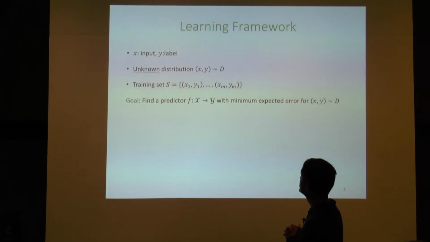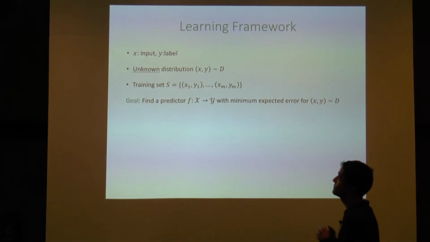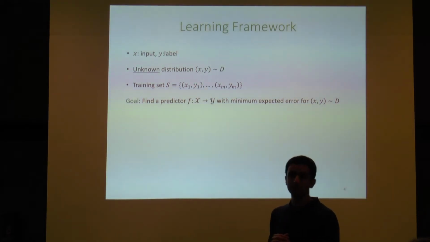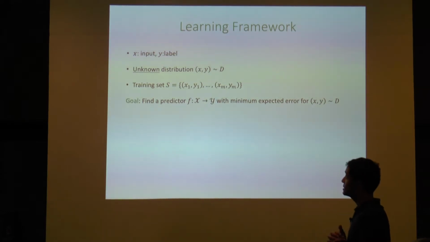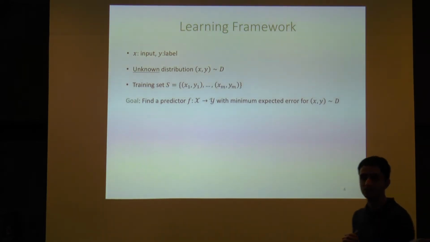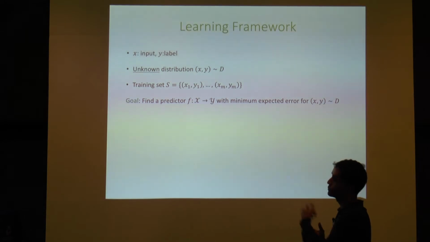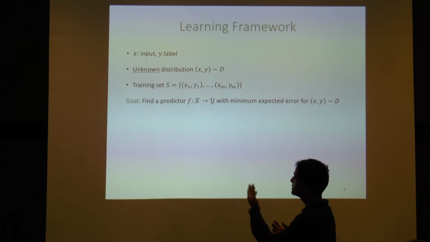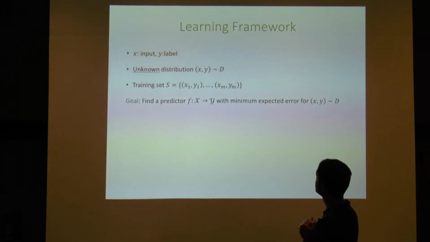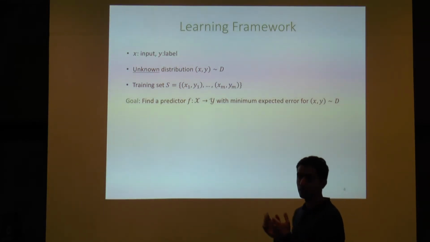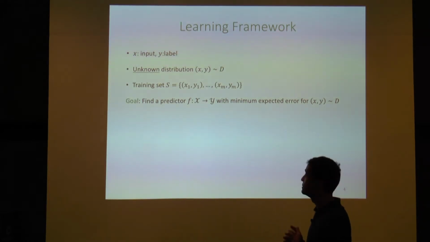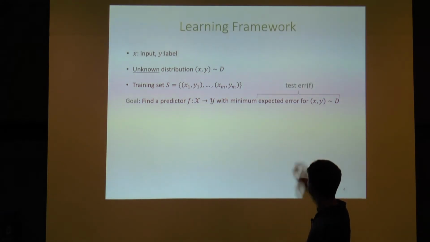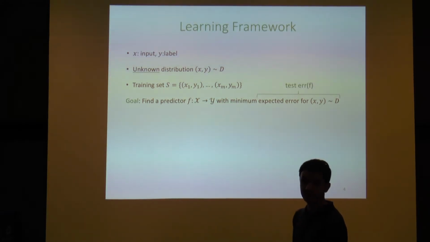Now, to be a little bit more specific, because we want to study this problem, let me tell you a little bit about the learning framework. So again, we assume that we have inputs and labels, and we assume that these inputs and labels are coming from some unknown distribution. So this is one assumption, and we don't have access to this distribution, but we have access to a training set of samples that are generated from the same distribution. And the goal is to find a predictor with minimum expected error on the distribution. Of course, since we don't have access to the distribution, we minimize the error on the training set and we hope for the best. This expected error, we call it test error.